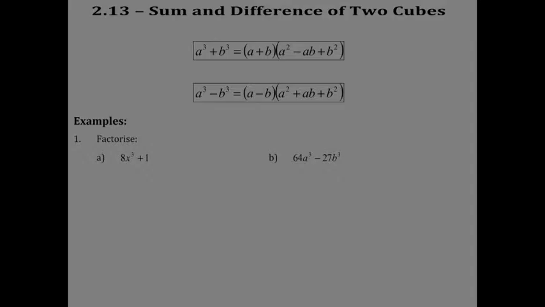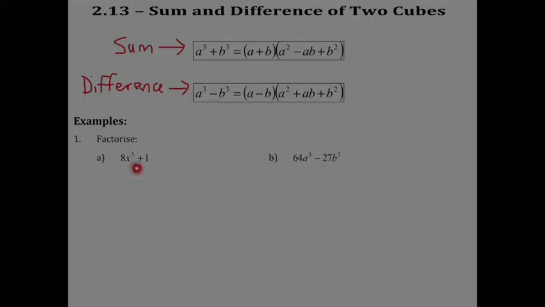Now, if you have two things that can be cubed and they're added together, it's called a sum of two cubes. If you have two terms that are cubed and they are subtracted, it's called a difference of two cubes. So we've got two formulas, one for the plus case and one for the minus case.